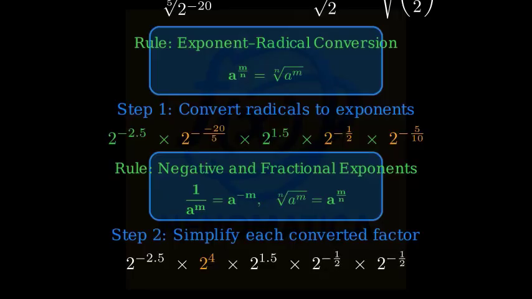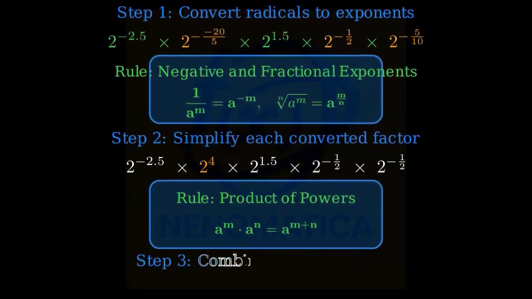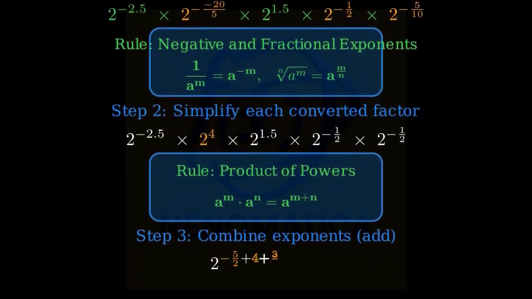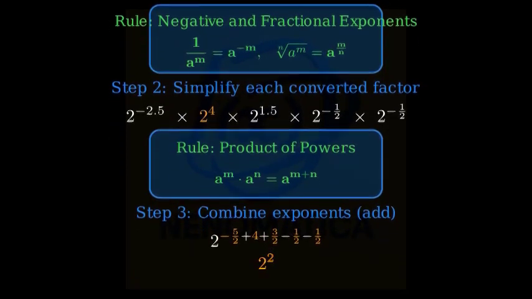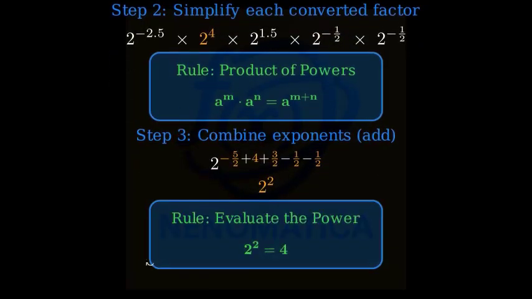Step 3. All factors share the same base, 2. When multiplying like bases, we add exponents. Add negative 2.5 plus 4 plus 1.5 minus 1/2 minus 1/2. Step 4. Evaluate the power. 2 squared equals 4. That finalizes the simplification.